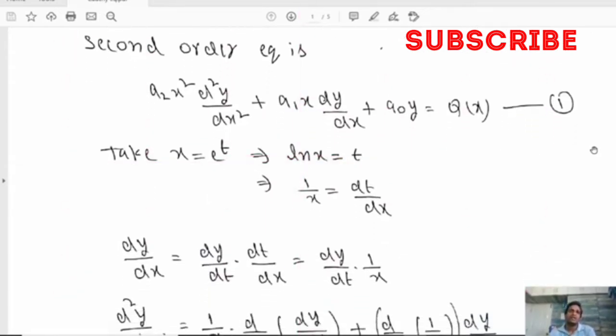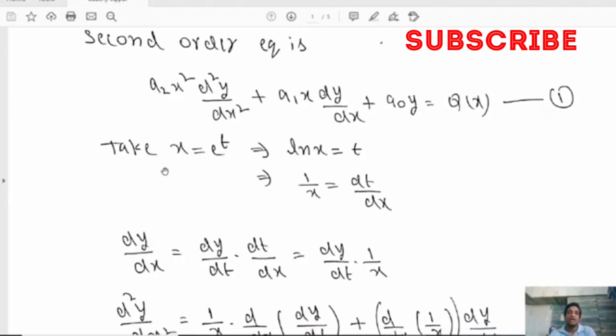Today we are going to derive the formula for the second order Cauchy-Euler equation. The second order equation will be a_2 x^2 d^2y/dx^2 plus a_1 x dy/dx plus a_0 y is equal to Q(x). Here the approach is that we have to change the independent variable x into t.